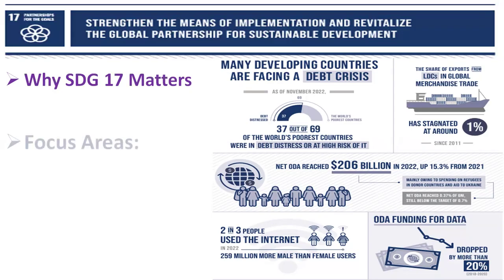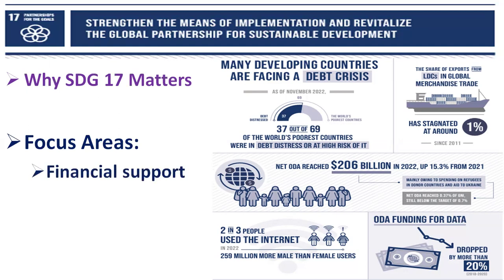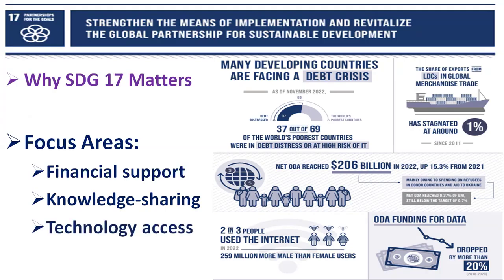The key focus areas for this SDG are mobilizing domestic and international financial resources to support the SDGs, increasing official development assistance to developing countries, encouraging public-private partnerships to finance sustainable development projects, promoting scientific and technological cooperation, building the capacity of developing countries to implement the SDGs, sharing data and information to support evidence-based decision-making, and finally, technology access: promoting the transfer of technology to developing countries and encouraging innovation and technological development to address global challenges.